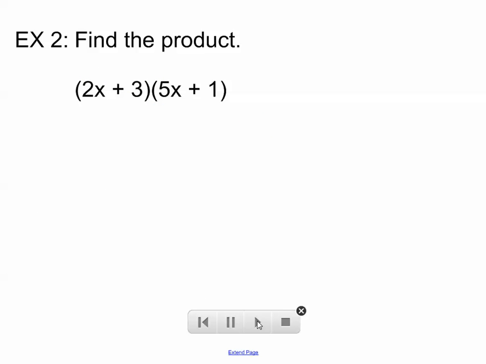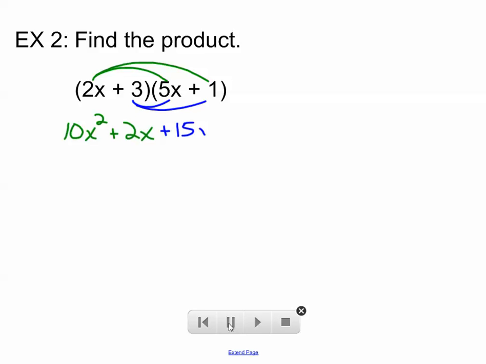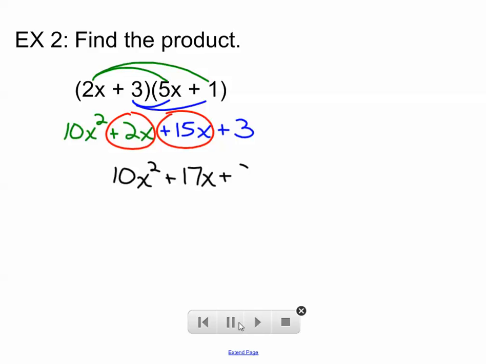Okay, so let's do that one more time. Let's distribute the 2x, which would be 2x times 5x is 10x squared, and 2x times 1 is 2x. Next, we'll distribute the 3. 3 times 5x is 15x, and 3 times 1 is 3. We can combine like terms again. We end up with 10x squared plus 17x plus 3.